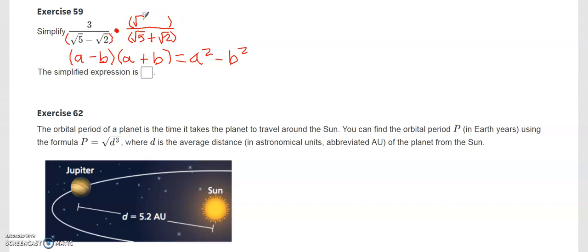Square root of 5. Oh, there it is. Plus. Oh, man, this is so hard, guys. I need to go back to school and get a master's degree in this.